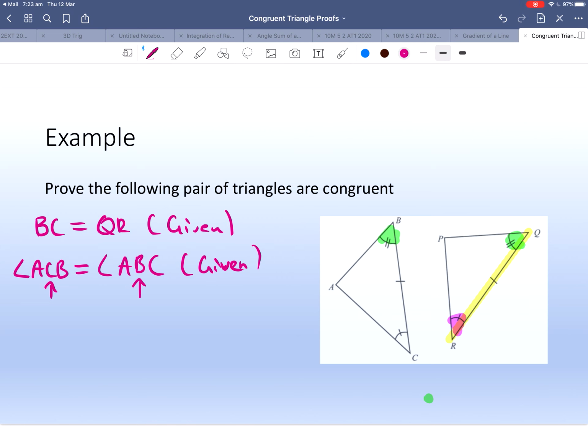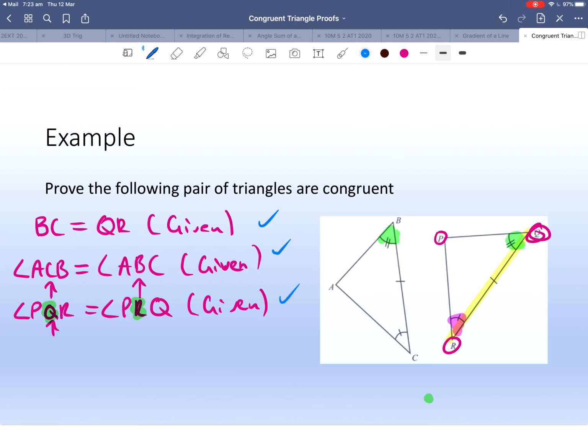Now that's the same as the green one over here. So angle PQR, remember Q is always going to be in the middle, the angle we're talking about. And then angle PRQ. PRQ. Remember, what angle are we talking about? The one in the middle of what we say. And that's given. Now, we've done our 3 lines of working out, and now we make a closing statement.